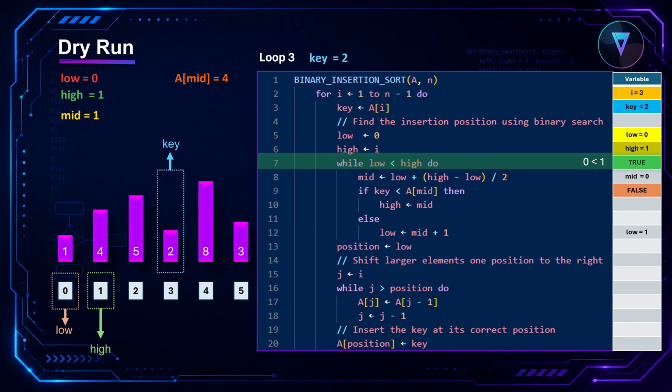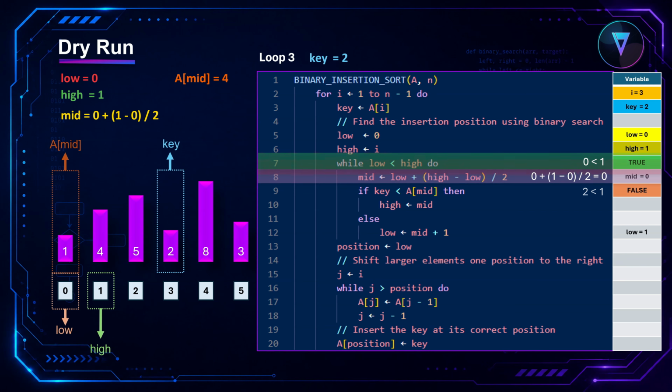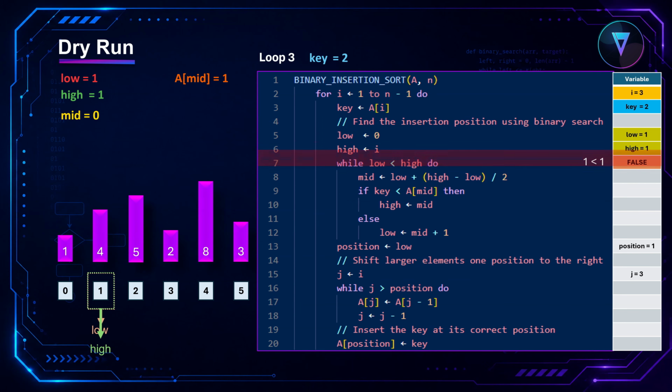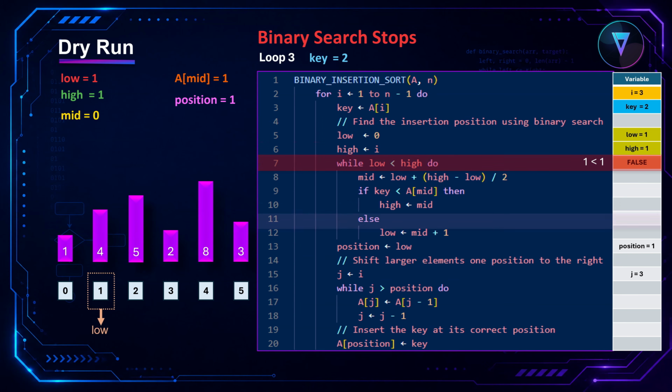Because 0 is less than 1, calculate mid again. Mid becomes 0. The element at index 0 is 1. Is the key 2 smaller than 1? No. Therefore, low becomes mid plus 1, which is 1. Low and high are now both 1. Binary search stops, and the insertion position is 1.